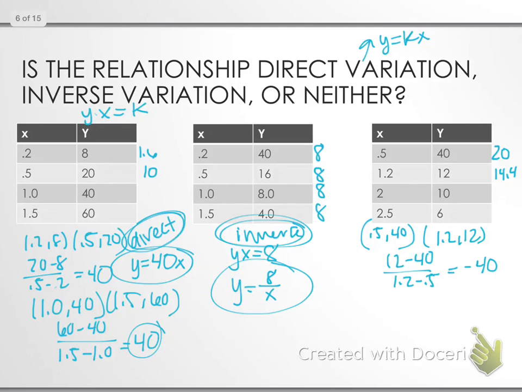Now let's check our bottom set. So 2, 10 and 2.5, 6. So 6 minus 10 over 2.5 minus 2. Okay, which is negative 8. So because it didn't match, this one is the neither.